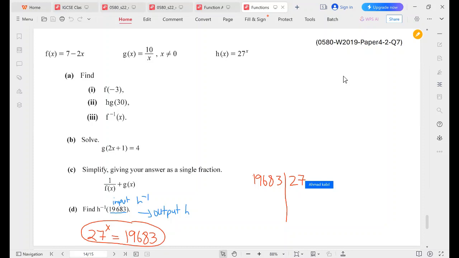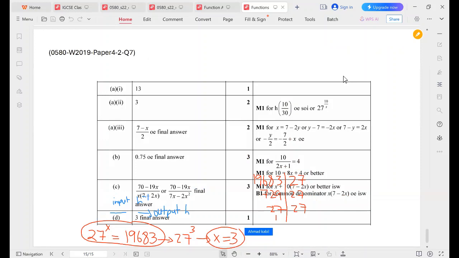And we figure out how many times we need to do that. So using your calculator, 19,683 divided by 27 gives us 729. And then we divide this again by 27. We get 27. And then we divide this again by 27. We get 1. So therefore, this is the same as 27 power 3. So therefore, x equals 3 is the final answer. And this is correct.